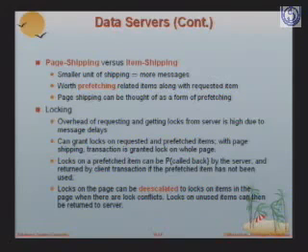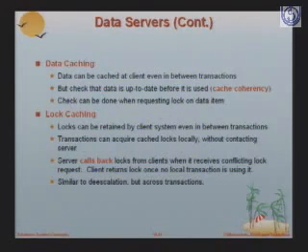server models. Data caching: data can be cached at the client even in between transactions, but we must check that the data is up to date before it is used. Cache coherency problems have to be dealt with now. The check can be done when requesting locks on the data item. Remember, at the beginning I told you that even in client-server databases, the server does a much more complex job, like concurrency or transaction handling, cache coherence, consistency; all issues are handled by it.